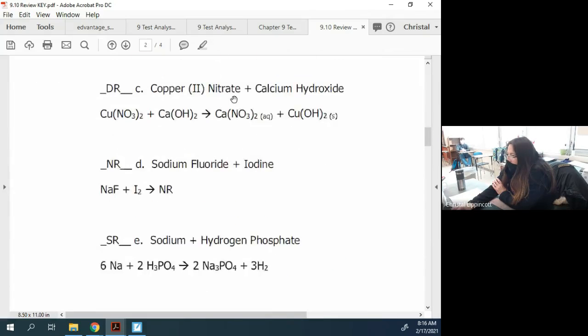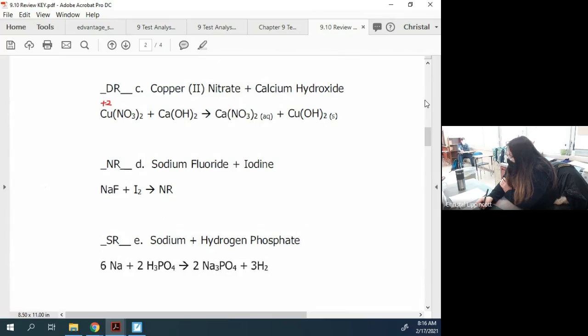Moving on to the next one, I have copper 2 nitrate and calcium hydroxide. This is a double replacement reaction. So I have my copper that they told me here. See where this says 2 here? That tells me the charge of my copper. Copper has 2 different options, copper 1 and copper 2, and they tell us in the name which one this is going to be for this guy.